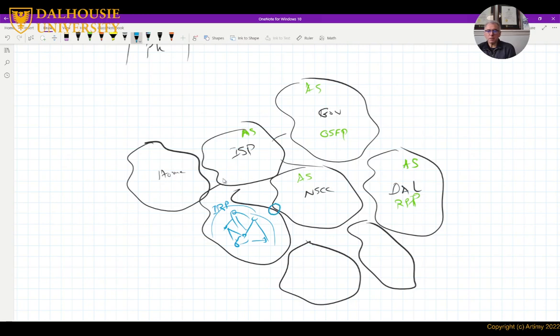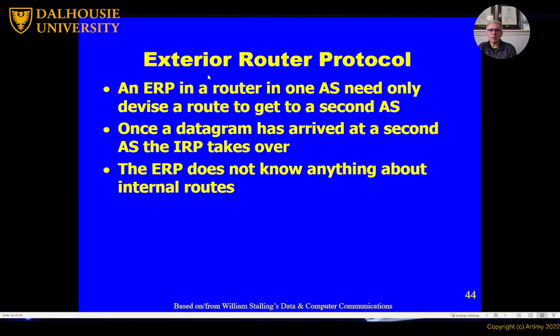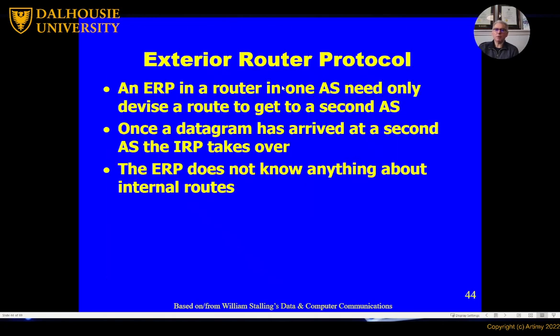But if it needs to connect to the outside, to other autonomous systems, then we have to use something called an exterior routing protocol. So we need to use a different routing strategy or a different routing protocol. Here is an example of two autonomous systems. This set of routers will exchange routing information among themselves using one of the strategies that we discussed, even flooding, for example, doesn't matter. And this autonomous system uses a different routing strategy. But when we connect these two autonomous systems together, we have to use the exterior routing protocol.